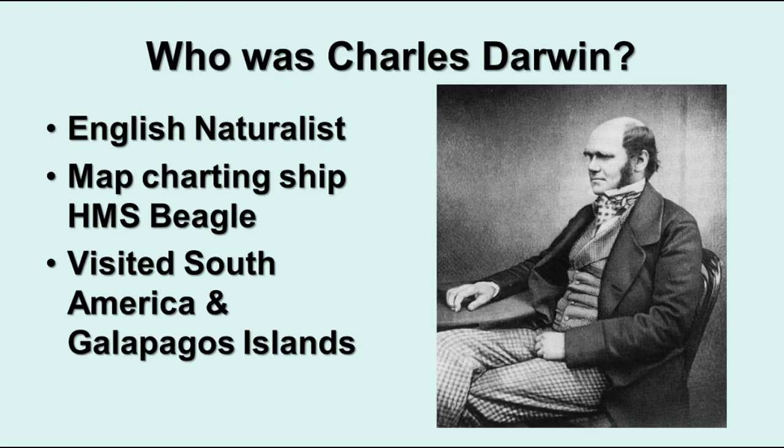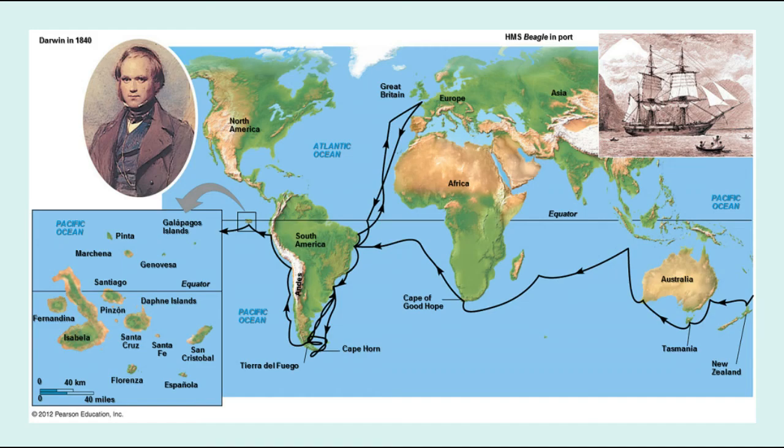Charles Darwin was an English naturalist. He came from a very wealthy family. After he finished college, he got the opportunity to go on a mapping vessel, the HMS Beagle, that visited South America and the Galapagos Islands and also traveled all the way around the world. In the process of this journey that lasted several years, he made a lot of observations and collected a lot of specimens that led him to come up with his theories.